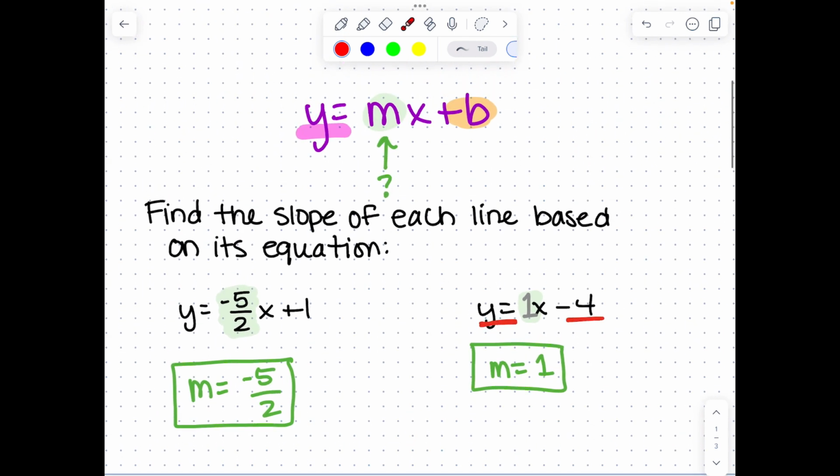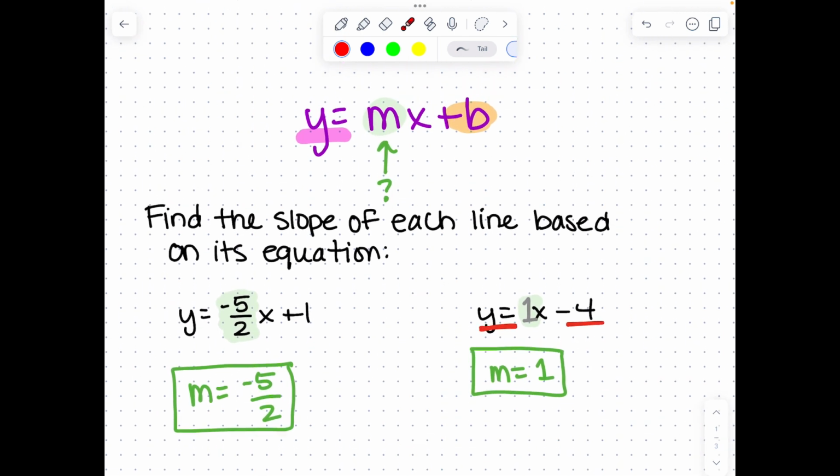So that is the basics of finding slope from an equation. Just convert your equation, do whatever algebra steps you need so that it looks like this y equals mx plus b form, and then your slope is just the coefficient of x.